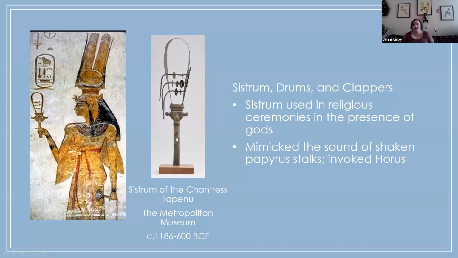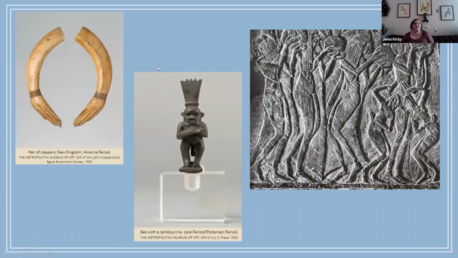And then we've got some other percussion instruments. So we have the clappers, which I just love, because all of the clappers that have been found are in the shape of hands. So they would have sounded something like maybe a slapstick, but they were usually made of varying materials, wood, ivory, but it looks like two hands that you clap together.